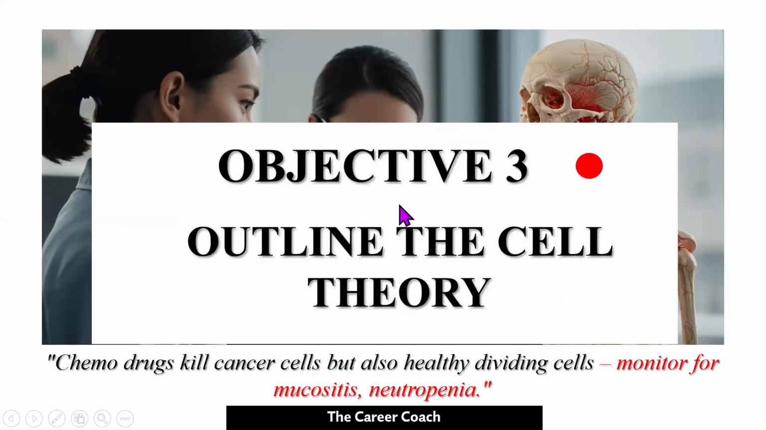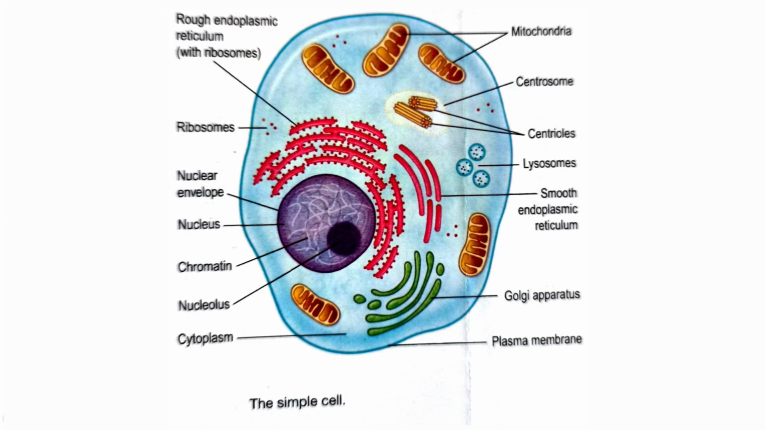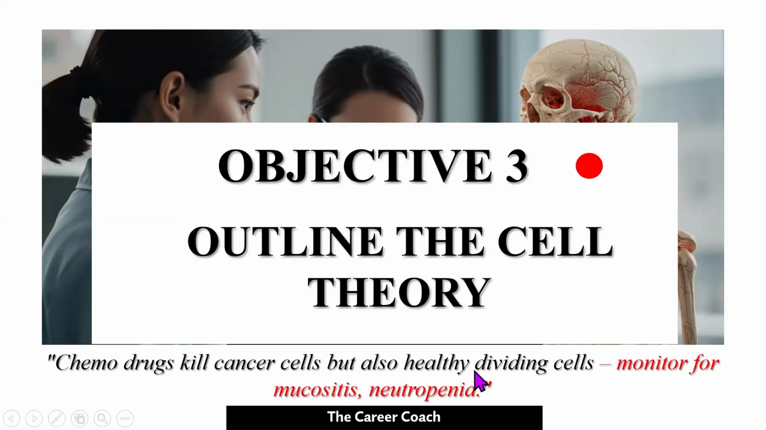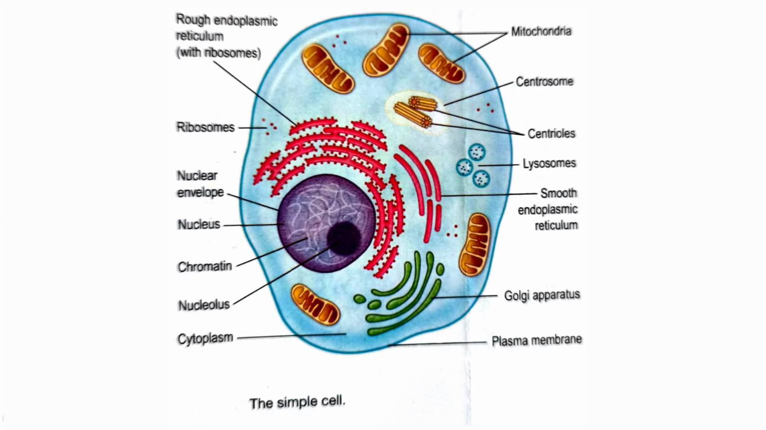Objective 3. To outline the cell theory. With regards to cells, you must understand, for instance, that chemo drugs kill cancer cells, but also kill healthy dividing cells. So there is need to monitor for mucositis, which is the inflammation and ulceration of the mucous membrane lining the digestive tract. Example is oral mucositis of the mouth. You also monitor for neutropenia, which is abnormally low number of neutrophils.